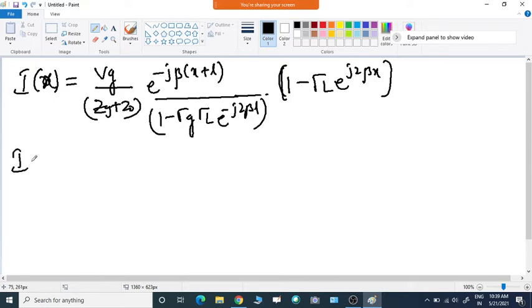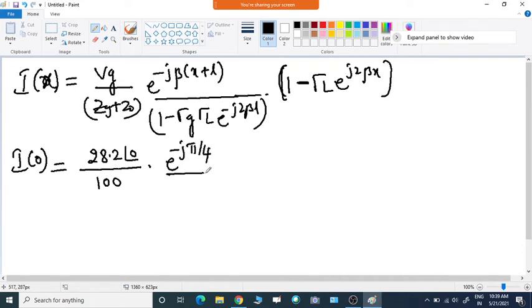So now if you want I of 0, we have to put x equal to 0 and L equal to lambda by 8. You can put it in and find out, because here it is minus, so we need to take care. So Vg we know, that is 28.2 at an angle 0, divided by 100 into, so this will give again the same e power j pi by 4. This will give value 1, and this will give 1 minus 0.2 plus j 0.4. Since x equal to 0, this will be the value 1. So now we can find out what is I of 0.